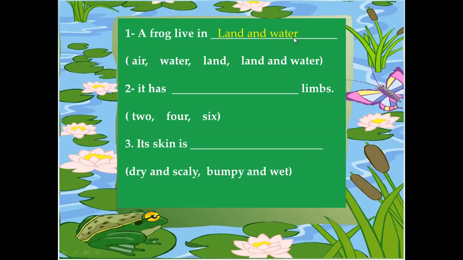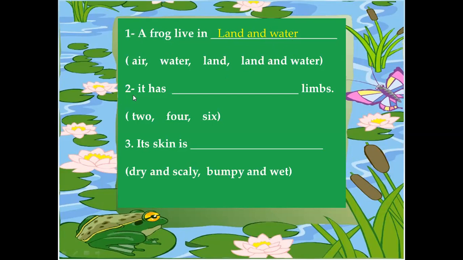They lay eggs in water, then from the fertilized egg a tadpole comes out, and when the tadpole becomes an adult frog, then it comes out from the water to the dry land. So both the options are correct, land and water. A frog lives in land and water.